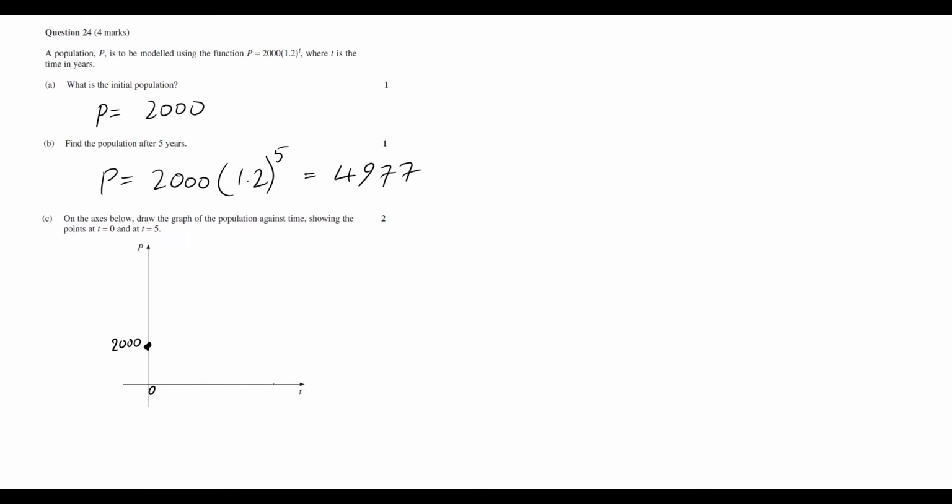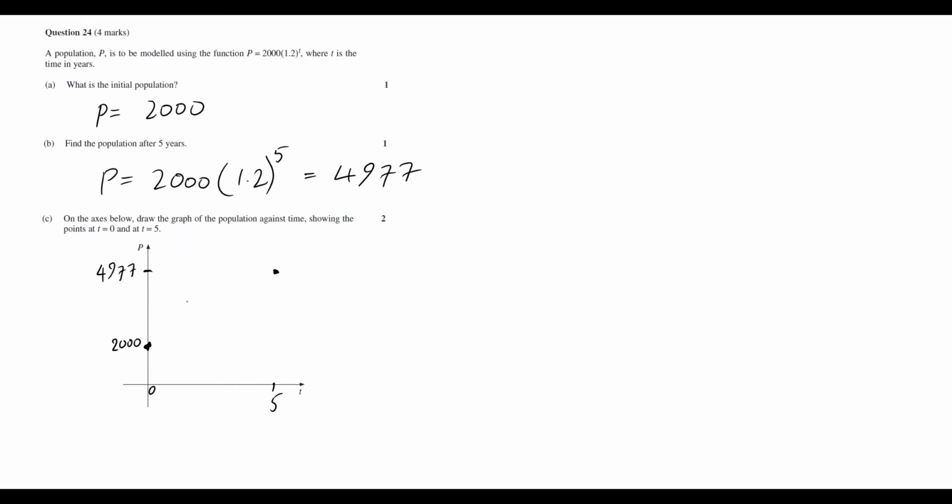All right, so then after 5 years, let's pop that down here. We'll have how many people? 4,977, so we might want to put that around here. So we'll say over here is 4,977. And so now we have our 2 different points, graphed, nice and easy to see.